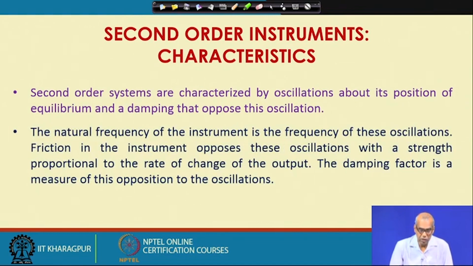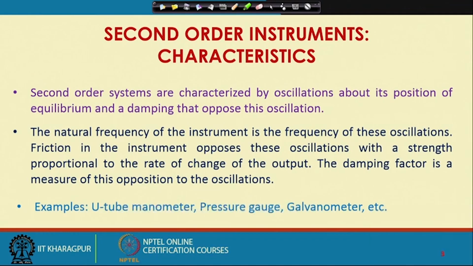The natural frequency of the instrument is the frequency of these oscillations. Friction in the instrument opposes these oscillations with a strength proportional to the rate of change of the output. The damping factor is a measure of this opposition to the oscillations. Some examples of second order instruments are U-tube manometer, pressure gauge, galvanometer, etc.